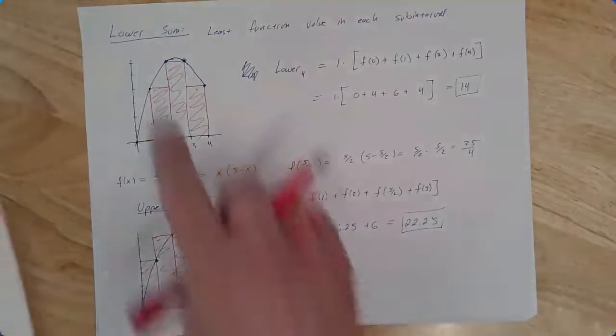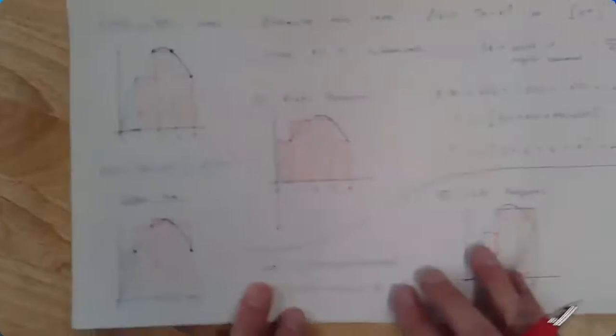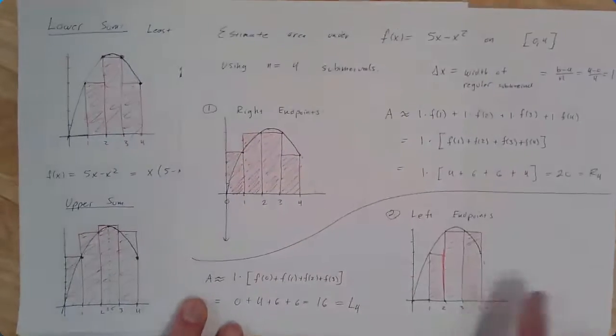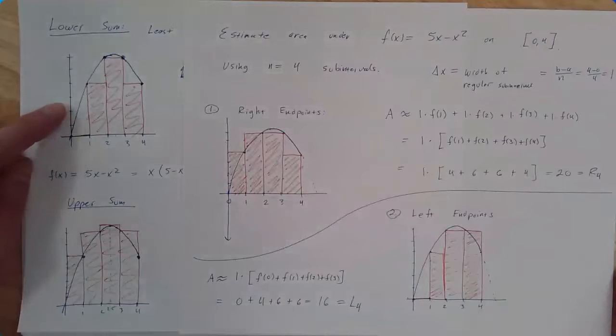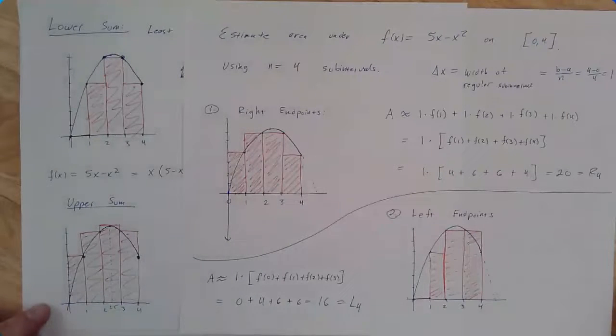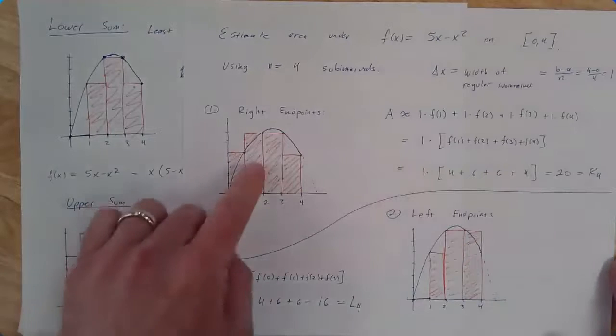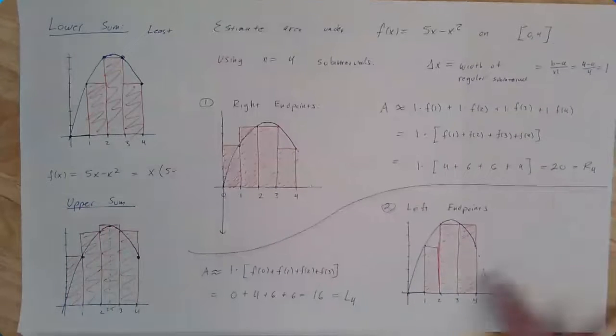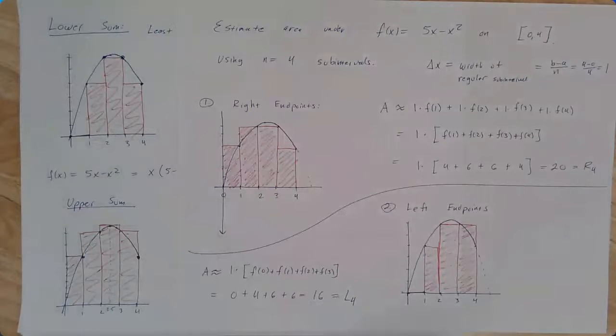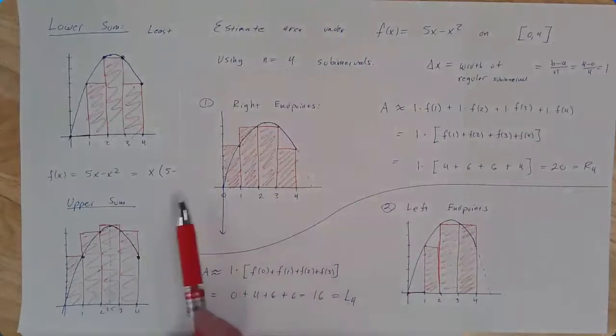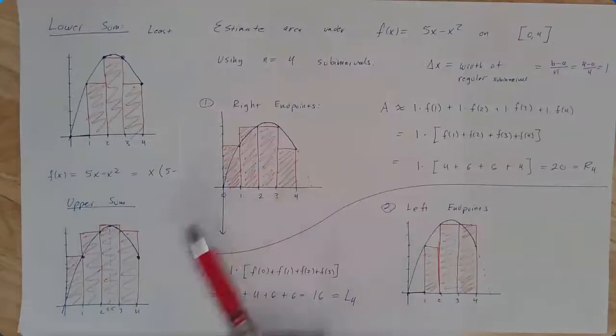Here, just for contrast, so you can see them all on the same page. Here's our lower, which was an area of 14. Here's our upper, which was an area of 22.25. Here's our right endpoint, which was an area of 20. And here's our left endpoint, which is an area of 16. They're all different. So again, upper and lower are kind of a pain. It's usually much easier to just algorithmically calculate left and right, because once you know your delta x, you can very easily find each subsequent left or right endpoint, plug them into the function and multiply.